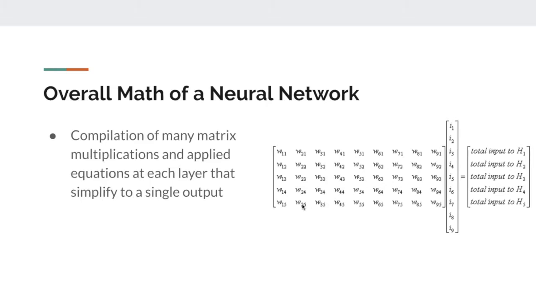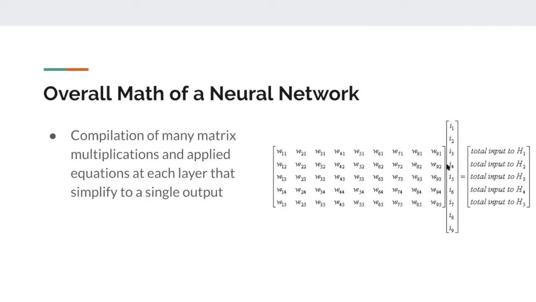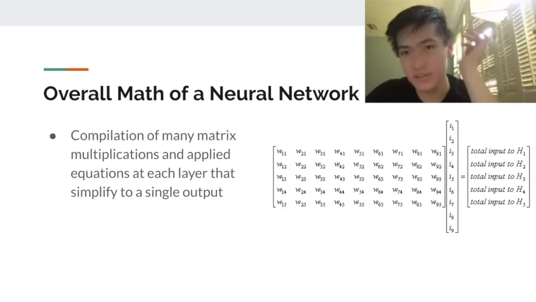Here's why it gets a little complicated and looks weird. This is like linear algebra right here. I'm going to try to explain this as best I can. Do you see how these are I's? These are referred to as inputs. So it's I1, I2, I3, I4, I5, I6, I7, I8, I9. What does that mean? That means there are 9 inputs.